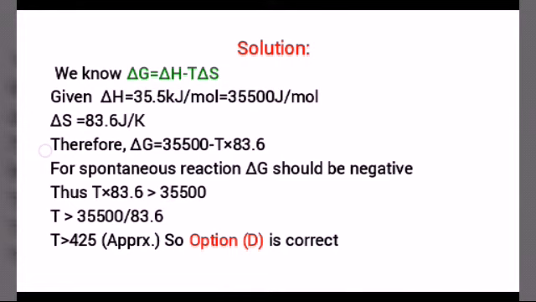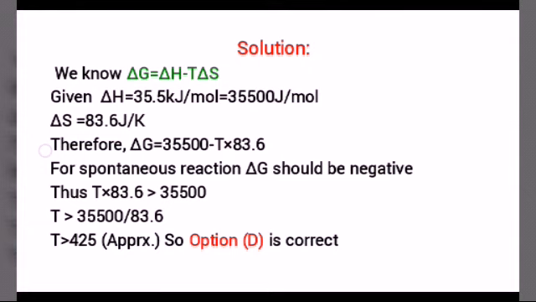Now for spontaneous process, the negative term, that is T into 83.6, should be greater than 35,500, and T should be greater than 35,500 divided by 83.6. So T should be greater than 425 Kelvin.